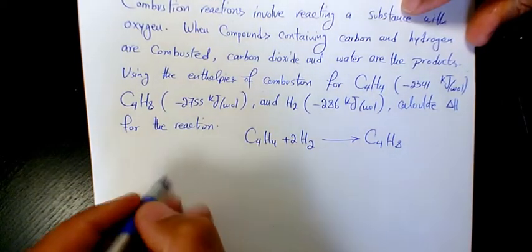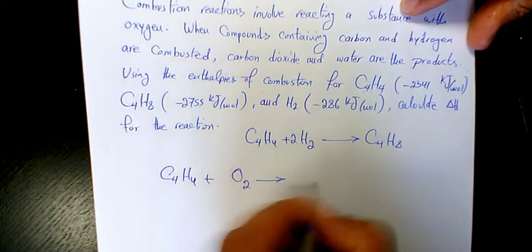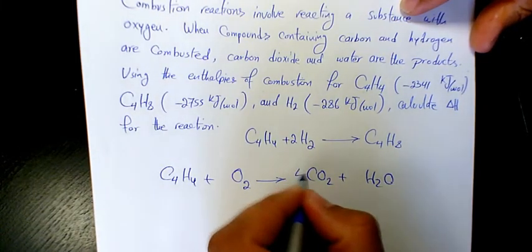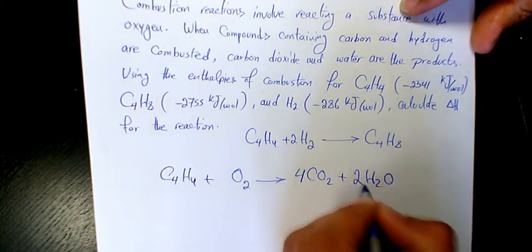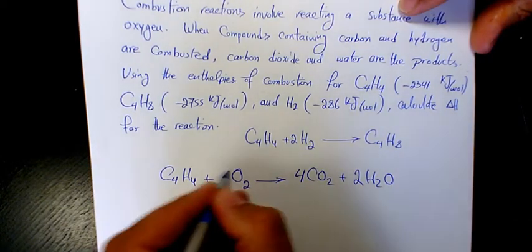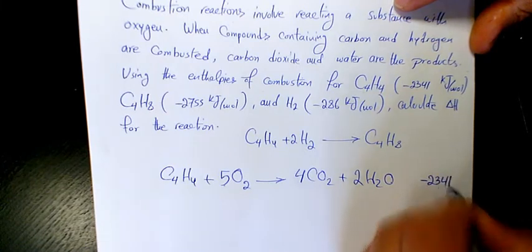So the combustion of C4H4 is going to be CO2 plus H2O. We have 4 in here and we have 2 in here. So we have 8 and 10, 5 in here. That's going to be negative 2341.